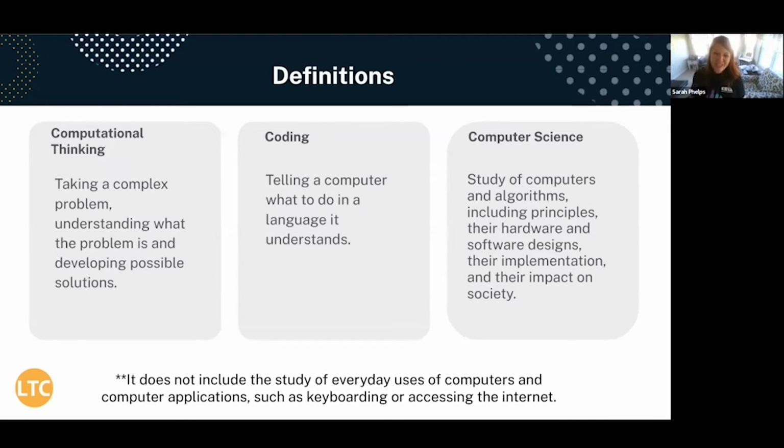Now, what is important to notice is that none of these things, computer science, coding, or computational thinking, is just that everyday use of computers. It's not keyboarding. It's not getting online. It's not playing a game. It's not word processing or inserting pictures. Those are things that are more related to computer literacy or another one of the digital literacies. So we're focusing on the computer as kind of the thinking machine, or our brain thinking like a computer.